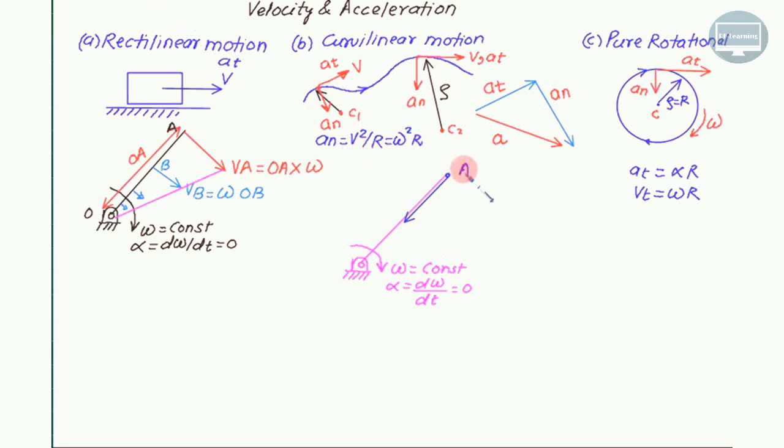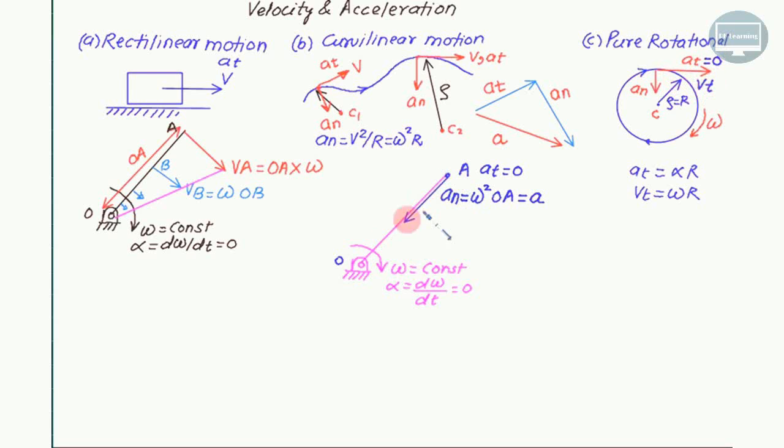So this point is A, so it will experience a_n, and this a_n equals omega square multiplied by the distance of this point from O. The net acceleration at this point is the same as a_n, so this value itself equals the resultant acceleration A. So in pure rotation you don't have a_t. a_t is 0, but we do have tangential velocity.